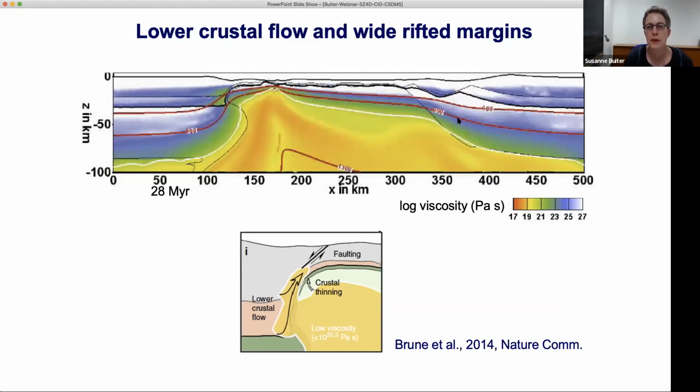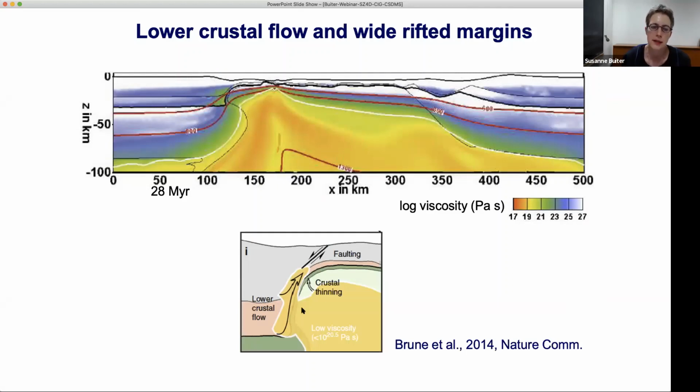The figure looks the same as the one I've just shown you. Breakup, future breakup is here. So there's a narrow margin and a wide margin. And what Sascha argues is that what we're seeing here is lateral migration of the rift. So it starts in the center, it migrates towards one side of the system. And while it's doing that, it's transferring material from this one margin to the other.